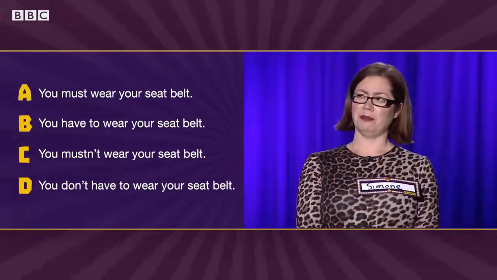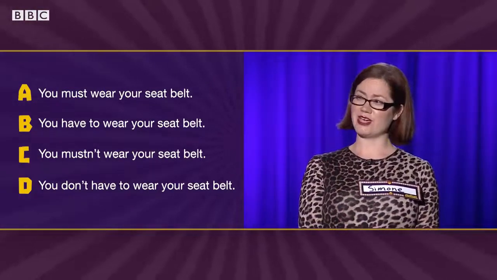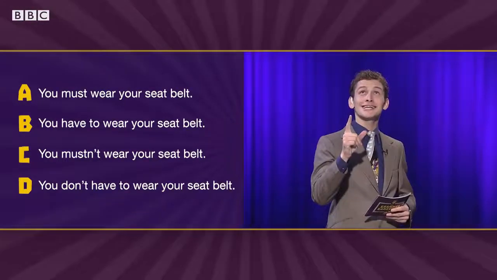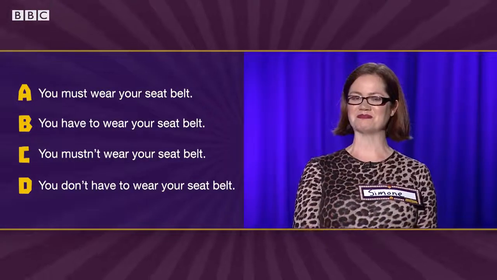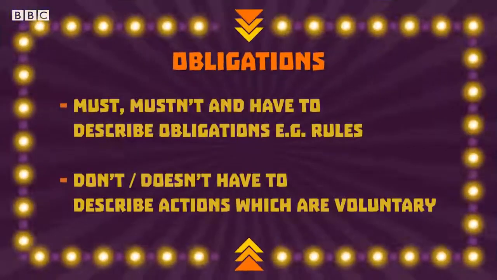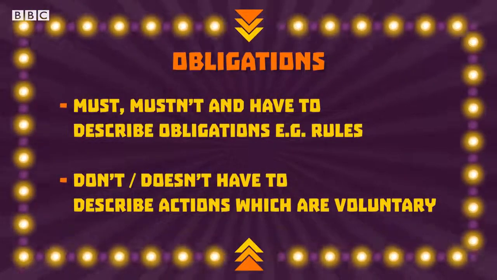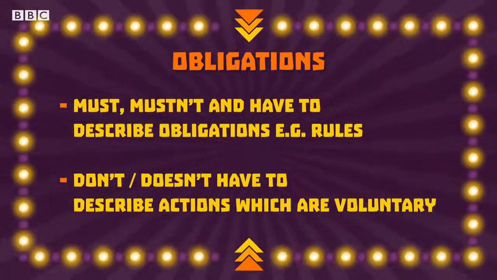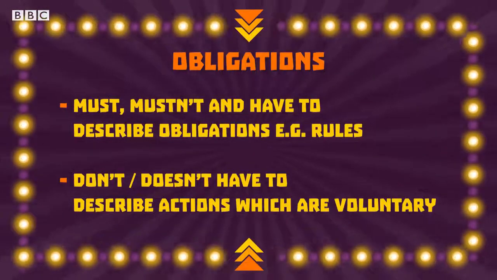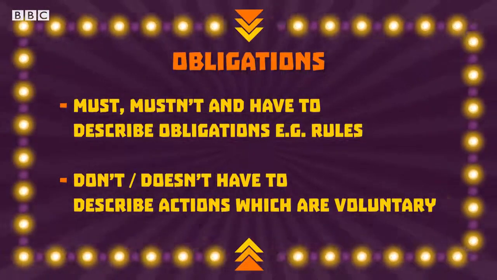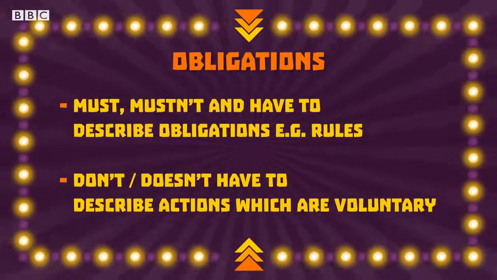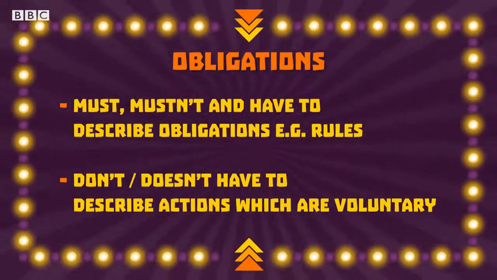D is different because it describes a voluntary action. Leslie? You're not wrong there, Simone. Must, mustn't, and have to all talk about obligations. For example, rules that you need to follow. But don't have to is the opposite. The actions it describes are voluntary, such as Will doesn't have to give anyone any points.